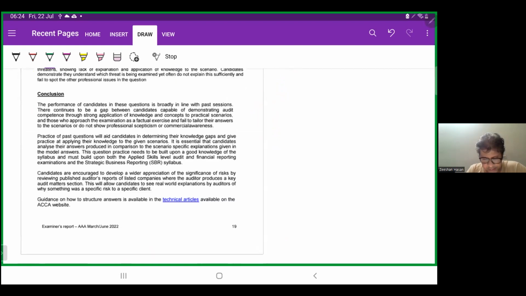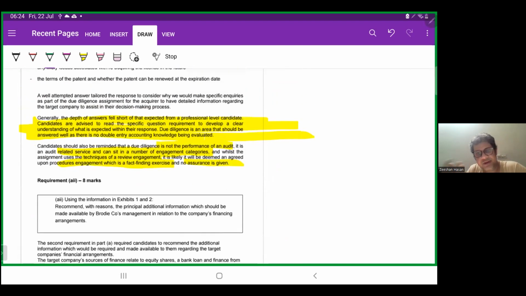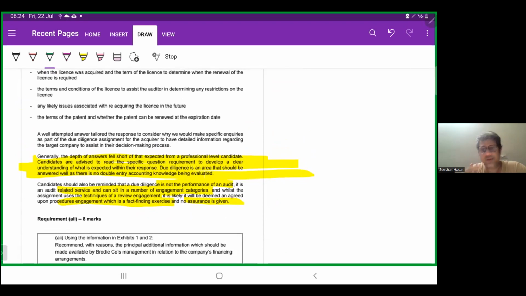So that's it. These were mostly the mistakes made by the students, which caused them to fail the exam. I suggest you improve them.